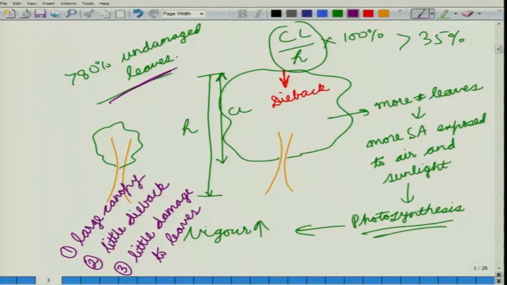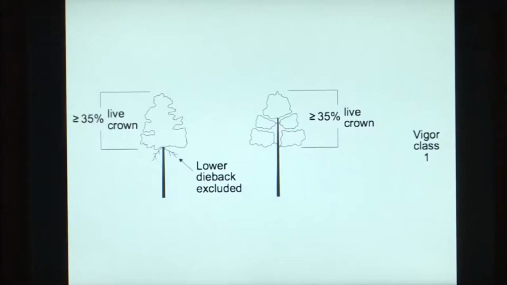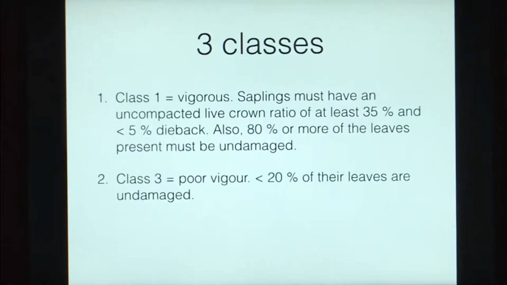So, it is a large canopy, it is a healthy canopy and even the leaves are healthy. If we look back at the slides, here we are seeing saplings of vigor class 1. We can see that the live crown is greater than or equal to 35% of the length and any dieback. In this case we do not include any lower diebacks, but we include diebacks that are there in the crown. The second class is the class 3. Now, we have skipped class 2, we will come to class 2 in a short while.